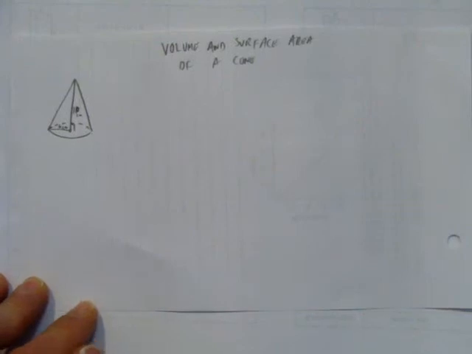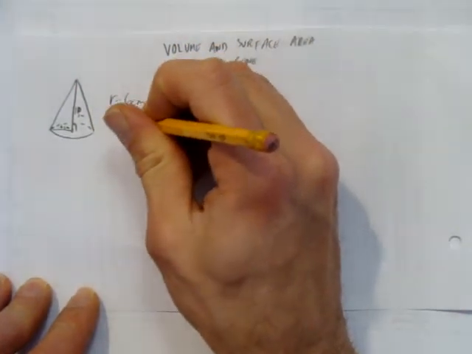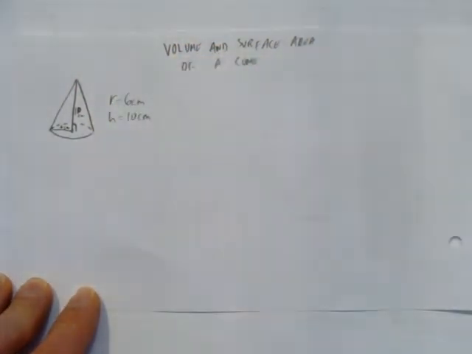In this video, we're going to calculate the volume and surface area of the cone given. The cone shown has a radius of 6 centimeters, you can write it here if that helps, and a height of 10 centimeters. We'll start with the volume.